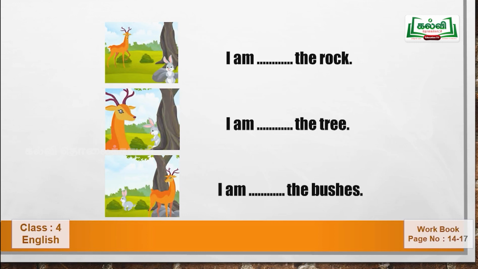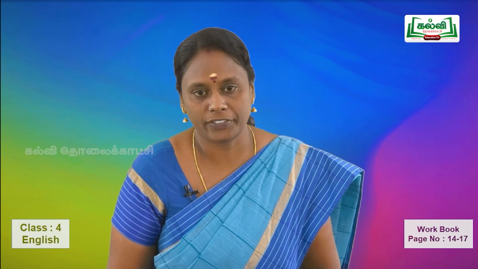In the first picture, where am I? I am in front of the rock. In the second picture, where am I? I am behind the tree. In the third picture, where am I? I am between the bushes. Children, now let's see how to use the prepositions before and after.